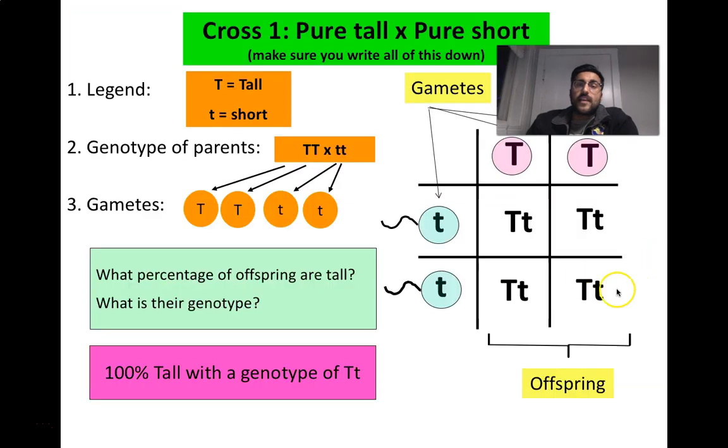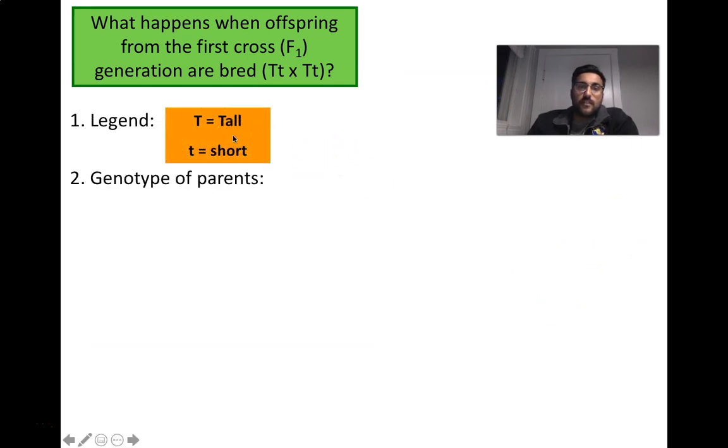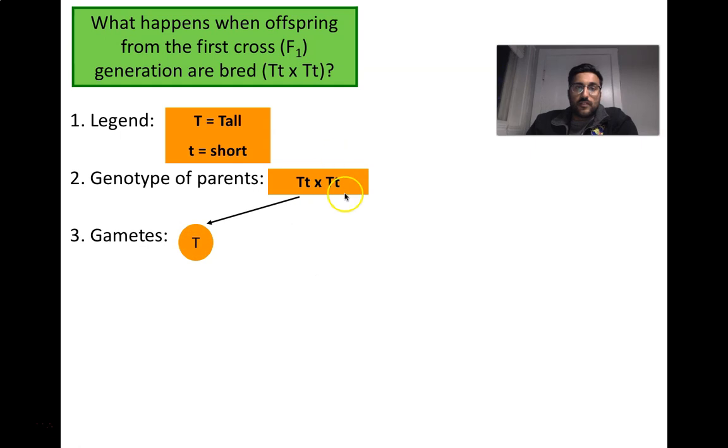Okay, now what happens if I take two of these kids from this F1 generation and cross them, so inbreed them a little bit? Okay, start over, make my legend, write the genotypes of my parents. In this case, they're both heterozygous, so big T, little t crossed with another parent, which is also big T, little t. The gametes of each, well, this guy's going to make a big T gamete and a little t gamete. This one's going to make a big T gamete and a little t gamete.